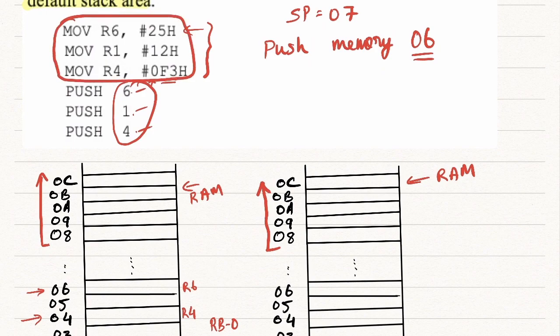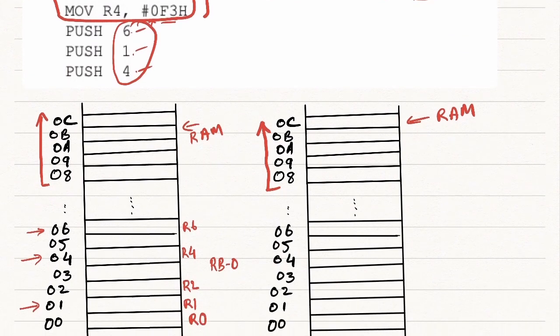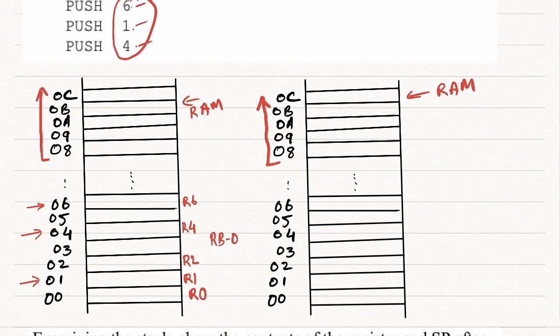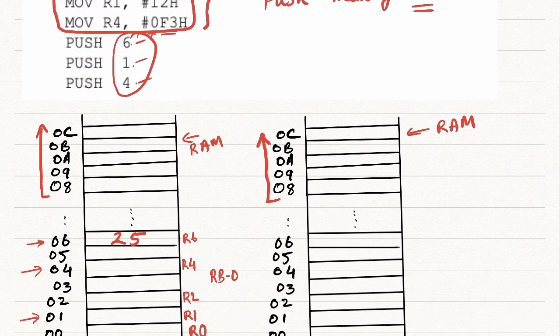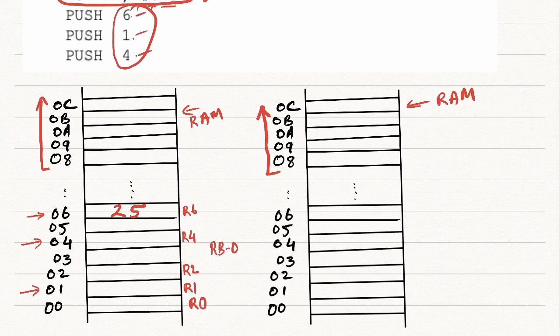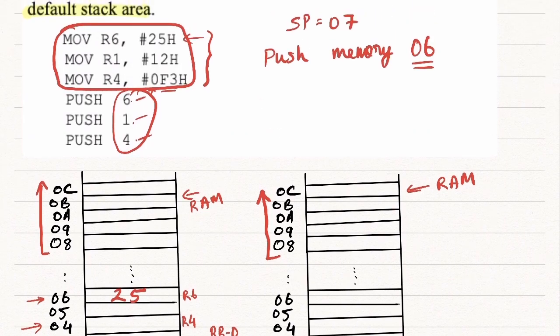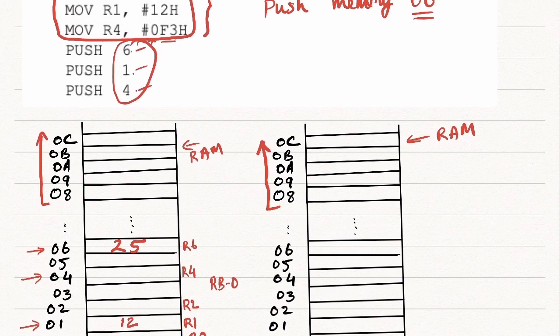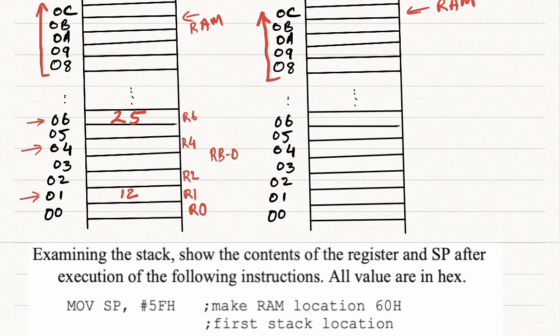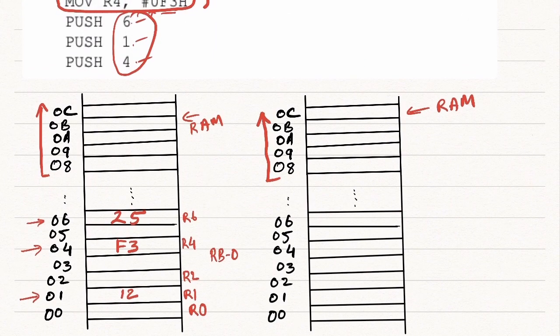These three instructions: move R6, hash 25 means in 06, which is R6 itself, I will be storing the data 25 in the beginning. Similarly, in R1 we are moving 12, and in R4 we are moving F3. R4, where is R4? Yeah, this is F3. And see, we are using the same locations. If you see push 6, 6 is this address, which is the R6 register itself.